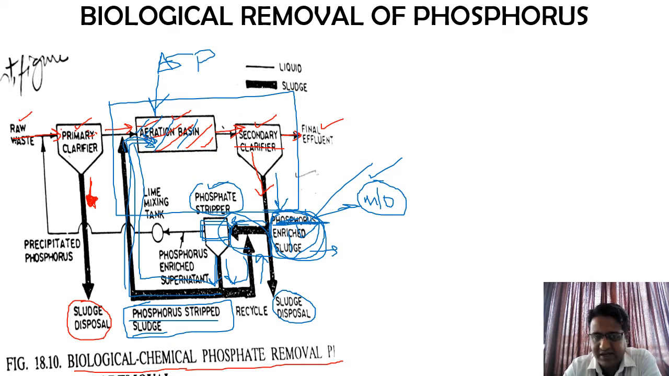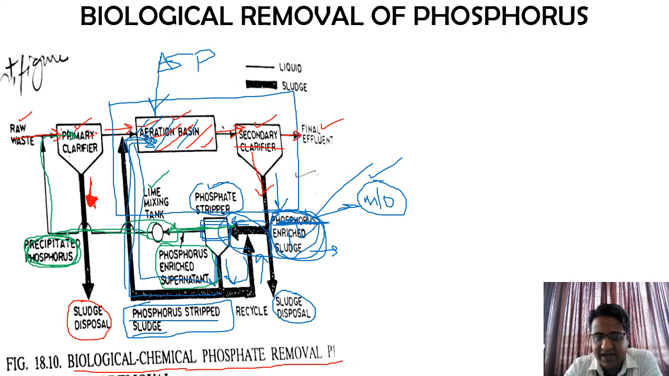Now let's check what happens to the supernatant liquid from the phosphate stripper. Here the phosphate enriched supernatant liquid passes through, and you add lime to it. Once you add the lime, you are going to have precipitated phosphorus. This entire mixture is again sent to the primary clarifier.